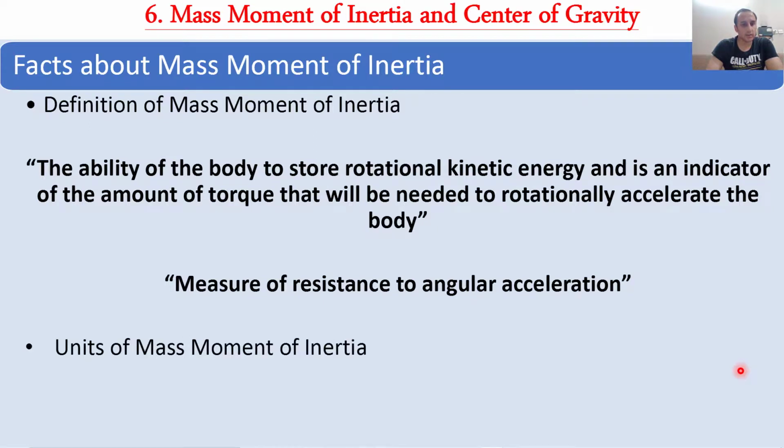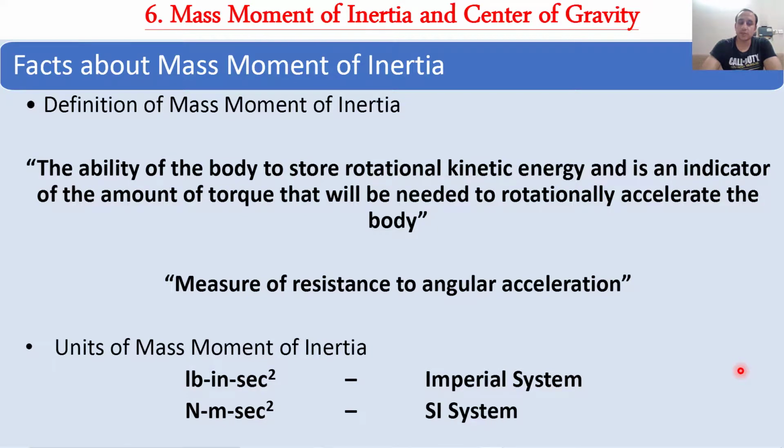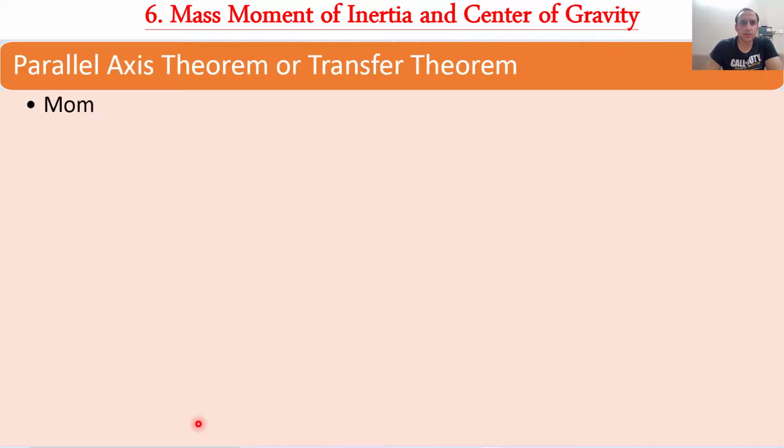And now we will talk about the units of mass moment of inertia. So that is pound inch second square if we talk about the imperial system, and it is Newton meter second square if we talk about the SI system. Okay, so let's go forward.